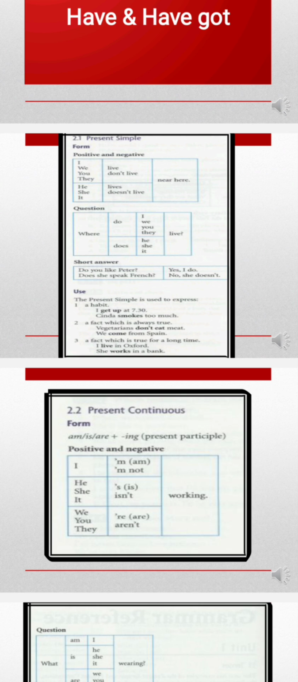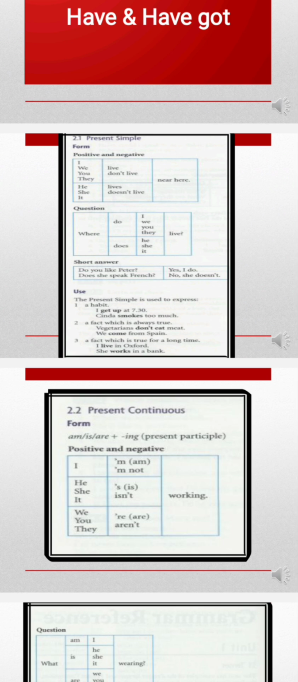Short answer. For example, do you like Peter? Yes, I do. Does she speak French? No, she doesn't.